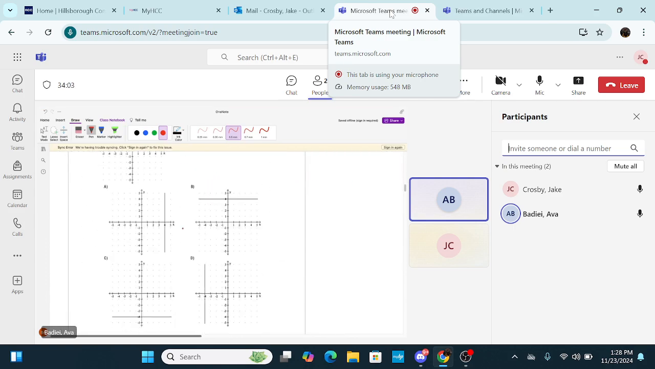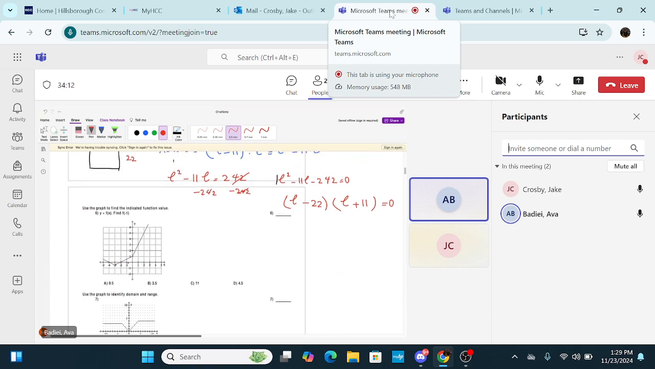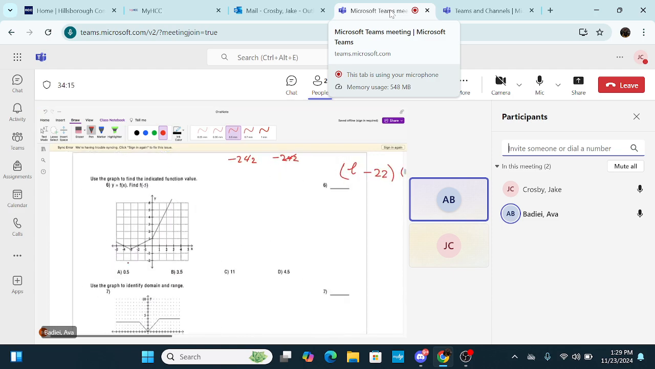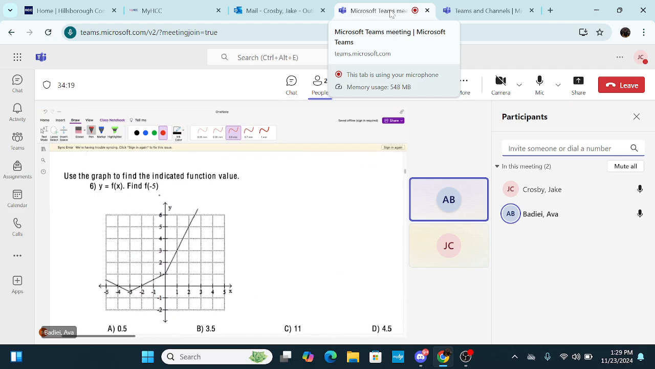So just to look at the questions again, we have some graphing. Use the graph to find the indicated value. Do you have a problem with this one? Yes. All right, so let's take a look. It says use the graph, find the indicated value. Y equals f of x. So what you have here is your f of x, find f of negative 5. Again, the negative 5 is replacing your x.